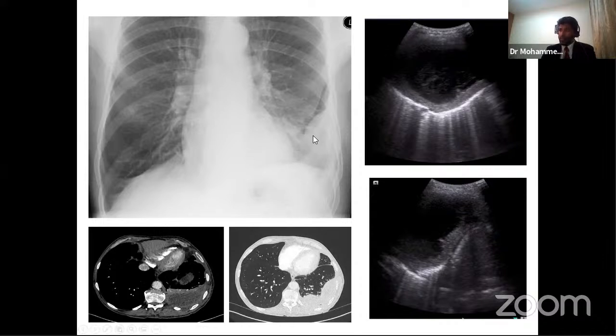This is another example of an area of abnormality in the left lower zone. This is reflected on the CT scan. There is a bit of pleural enhancement. I don't want to go into the details of the CT scan here, but this is just to demonstrate that this is a fluid density, and this is confirmed again on the ultrasound.